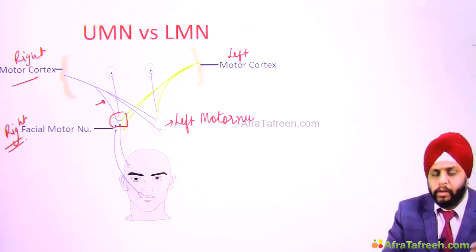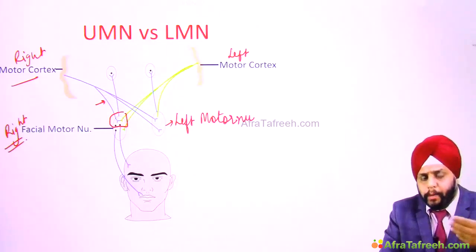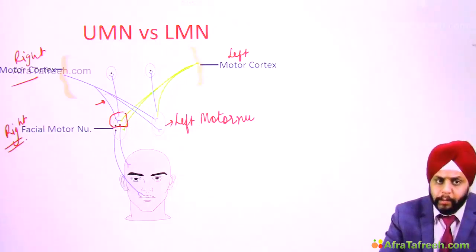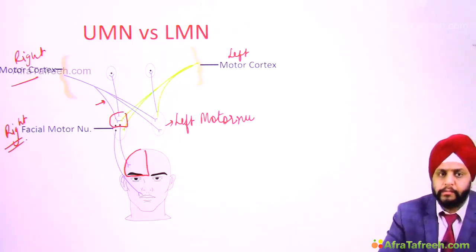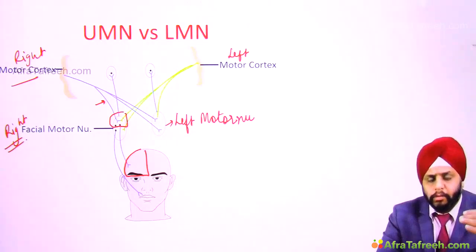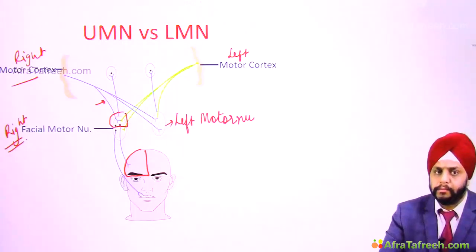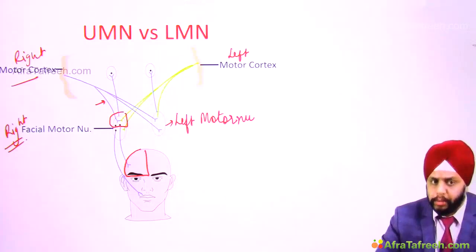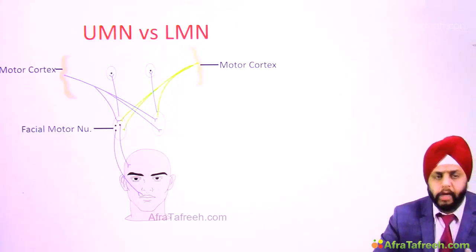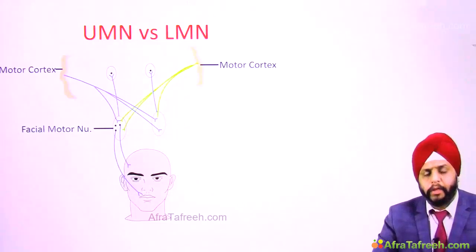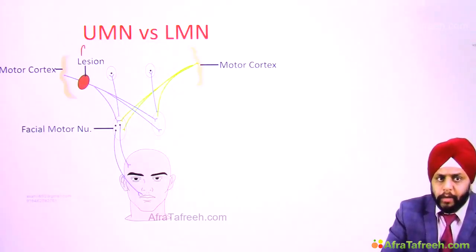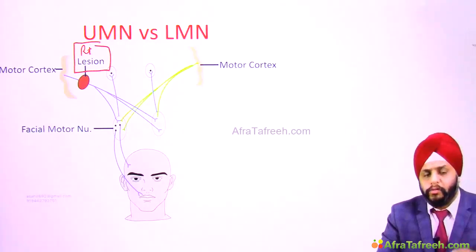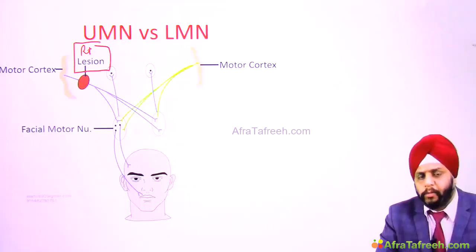This is also bringing supply to the upper part of the motor nucleus. Upper part means the part which is supplying the upper part of the face. It is also being supplied by the same side. Now what does that mean? Let's try to understand. Suppose there is a right upper motor neuron lesion. This is above the motor nuclei, so we call this a right side upper motor neuron lesion.